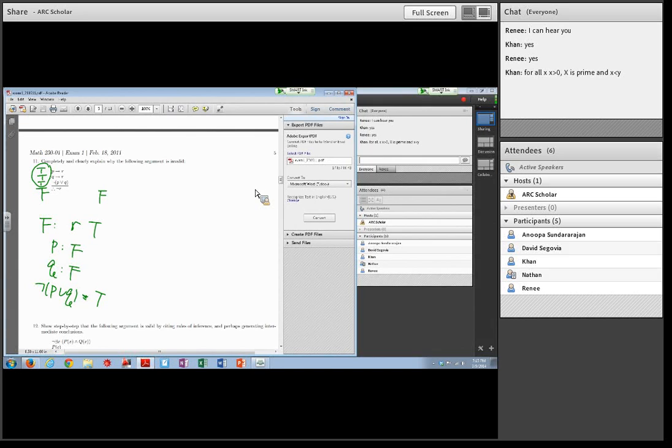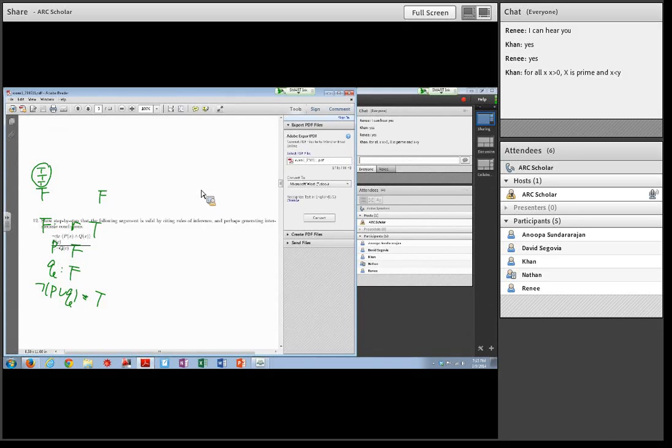Right. Then we move on to the last one of this exam. Show step by step that the following argument is valid by citing the rules of inference. By the way, in this exam, the first page lists all the rules of inference, so you don't have to memorize them. But I don't know about this example. So maybe you do need to remember. Okay, so we are trying to prove this is valid using the rules.